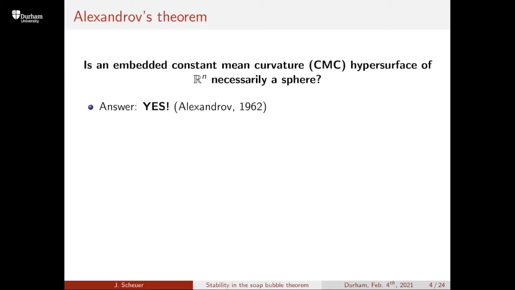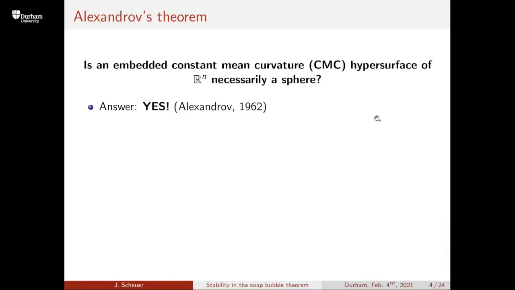This will fail if you replace embeddedness by immersed, because there are famous counterexamples due to Wente. He constructed a closed torus which is immersed and has constant mean curvature. So if you drop any of those assumptions, this fails. But this is a very clean and nice result, with minimal necessary assumptions that you pose, and then you get the result.